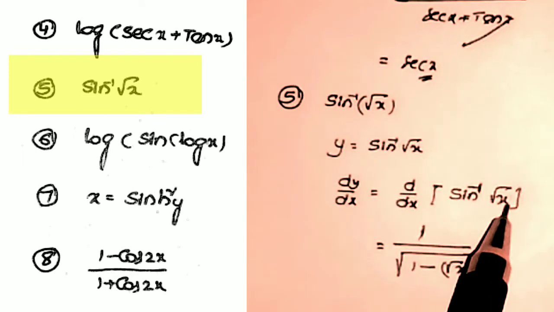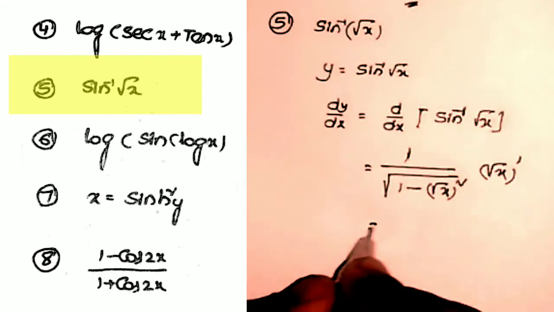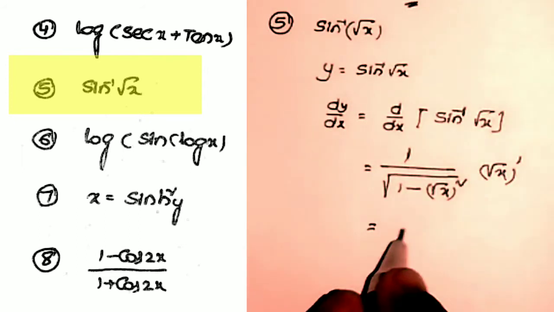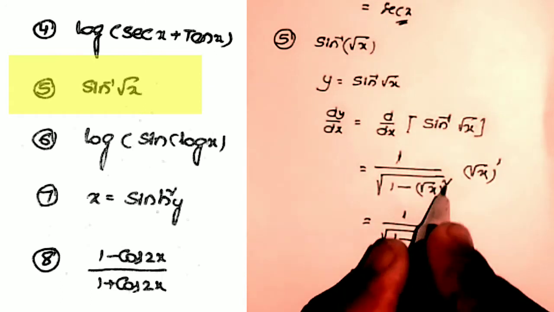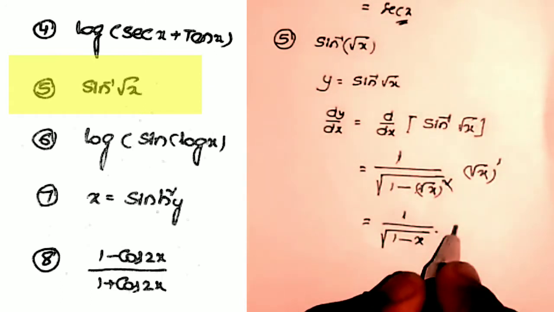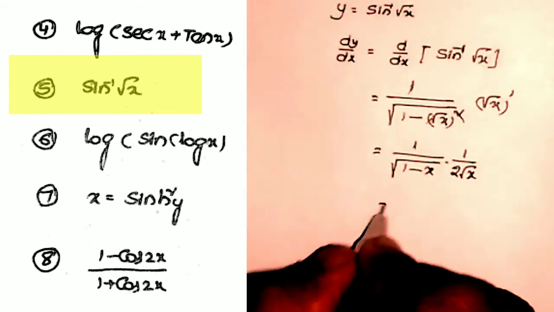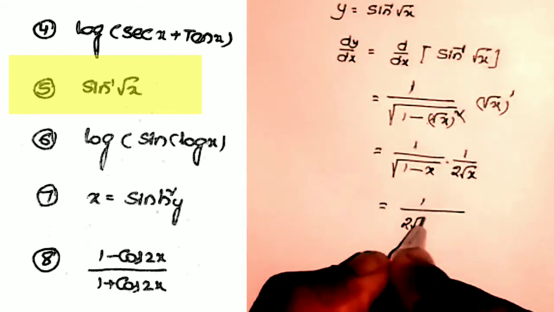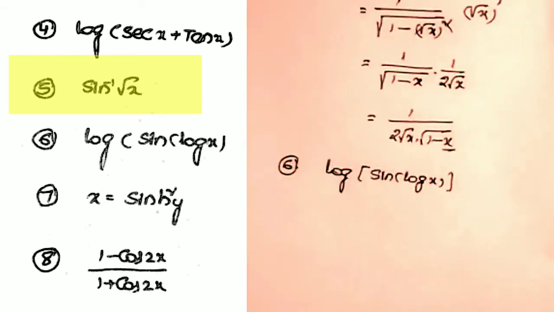Sine inverse x, 1 by square root of 1 minus x square. But what is x? Root x. Again the derivative of root x, that is (root x) whole dash, is equal to 1 by square root of x into, here square and root get cancelled. What is root x derivative? 1 by 2 root x. So the answer is equal to 1 by 2 root x into root 1 minus x. That's all. This is the answer.